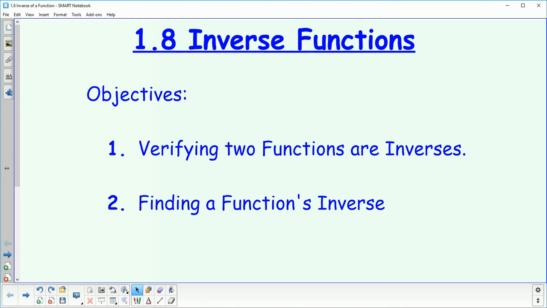Alright, pre-calc. So chapter 1, section 8 is all about inverse functions, which you have undoubtedly seen in Algebra 2 or FST if you've taken that class. So we're going to do two things. We're going to verify if two functions are inverses. There's a process we're going to do for that. It's going to have to do with, if you remember, when we made composite functions in the last section. And then we're going to learn how to find a function's inverse.